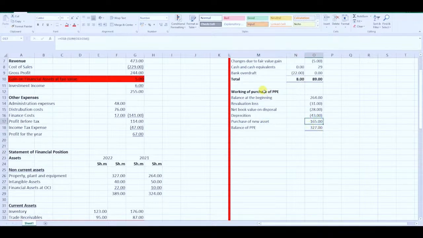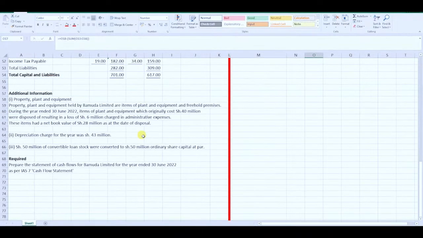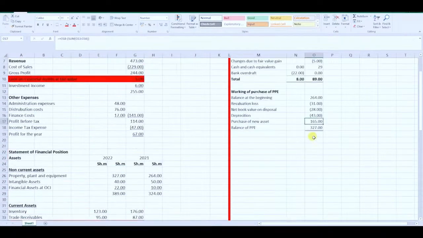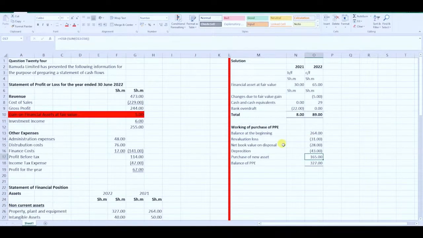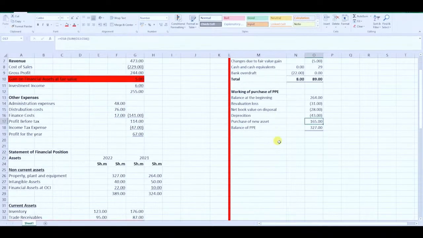We need to have these workings over here because these workings will be contributory towards the preparation of the statement of cash flows based on IAS 7. So once we've done the working of purchase of PPE, we move ahead and now analyze the share capital component, which represents the final working before we prepare the final statement of cash flows.